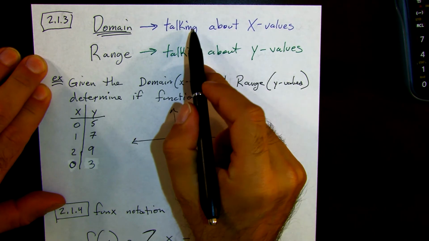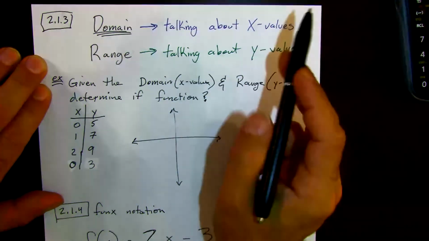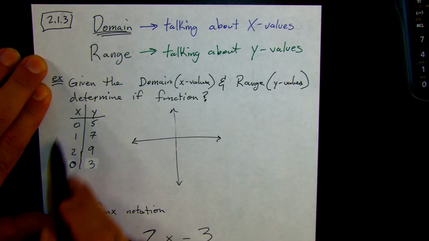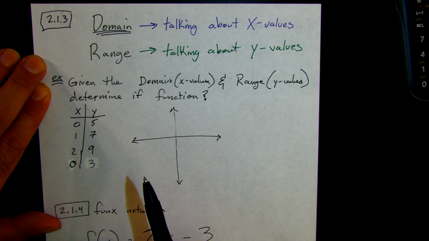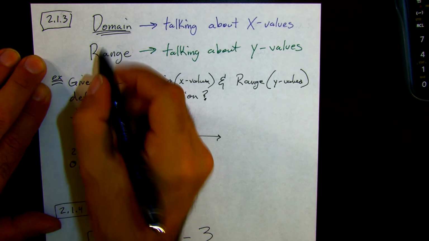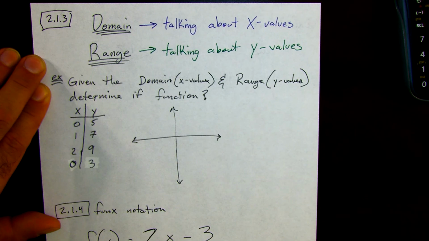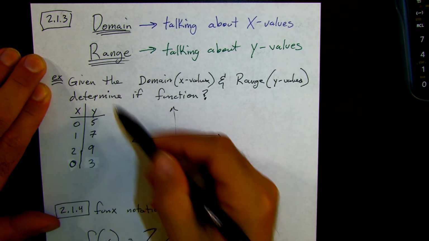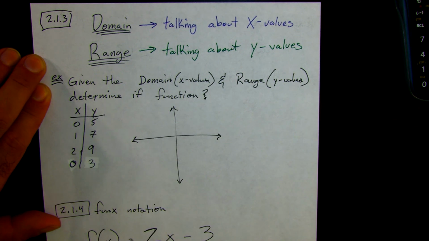Okay, so I'm going to try to break this concept down. When we're talking about domain, it's easy. All we're talking about are the x values. Domain is talking about the x values. If I said, what was your domain? And I had this situation, I'd say, well, my domain is 0, 1, 2, and 0. You can have any numbers. You can have multiple numbers here. If I was talking about the range, I'd be talking about the y values. So if I said, in this table, what's the range? What are the range values? I'd say, oh, the range is 5, 7, 9, and 3.